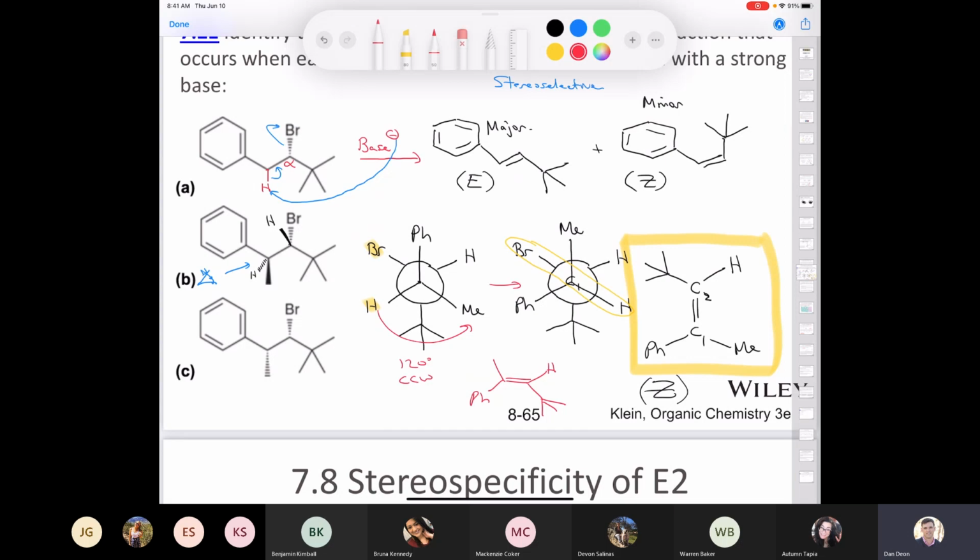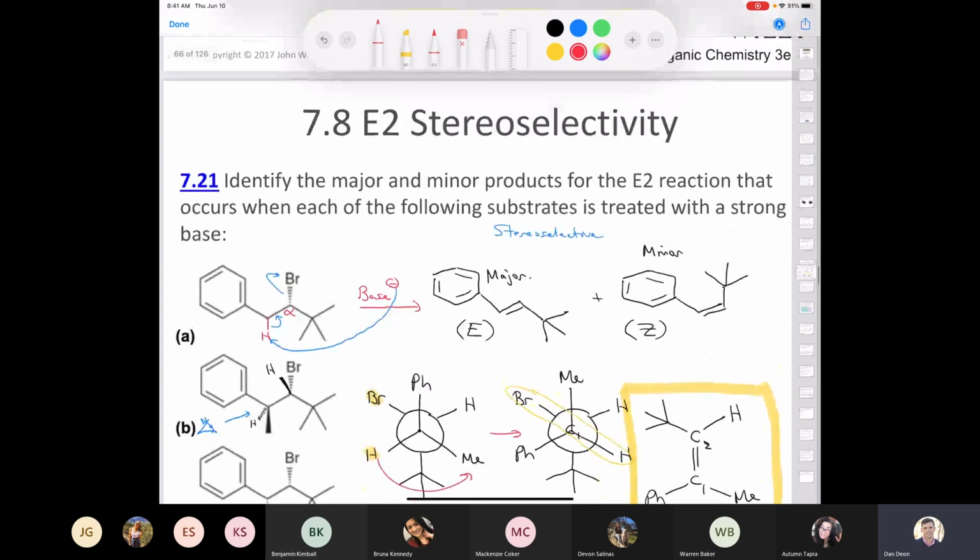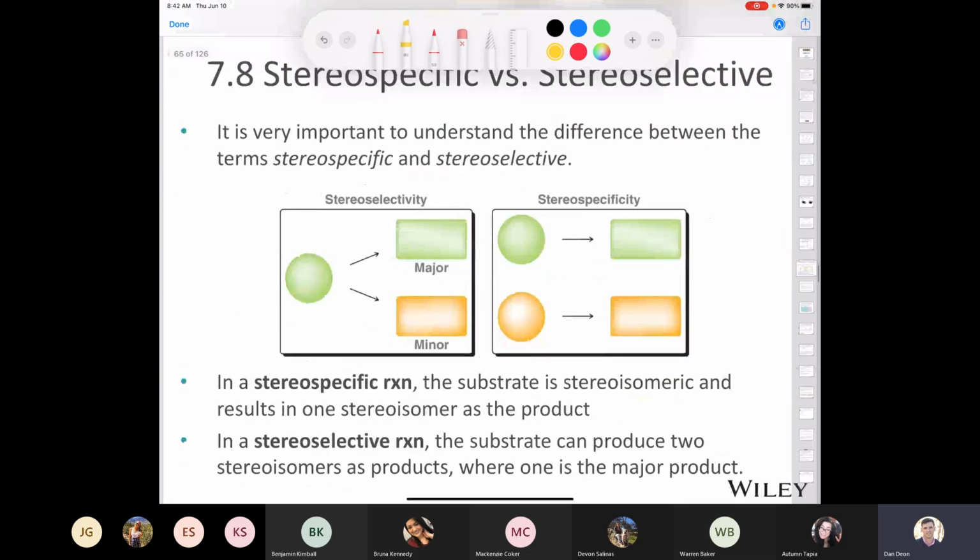The goal is not to remain unhindered, not at all. That's only in a stereoselective reaction, right? If we go back to the first question, the goal there was to remain unhindered, to avoid making this compound. Why? Because this is a stereoselective reaction, right? Stereoselective means you're going to get a major and a minor product. When we're dealing with a stereospecific reaction, we're only going to get one product, right?